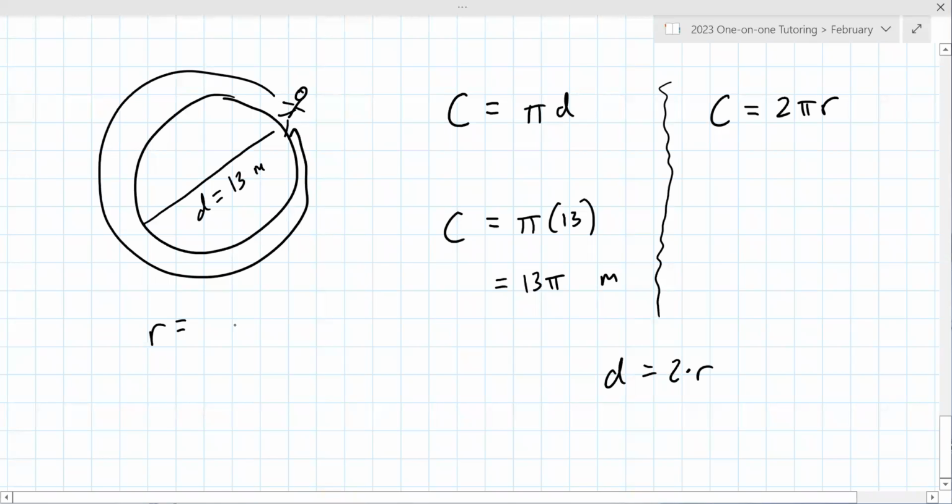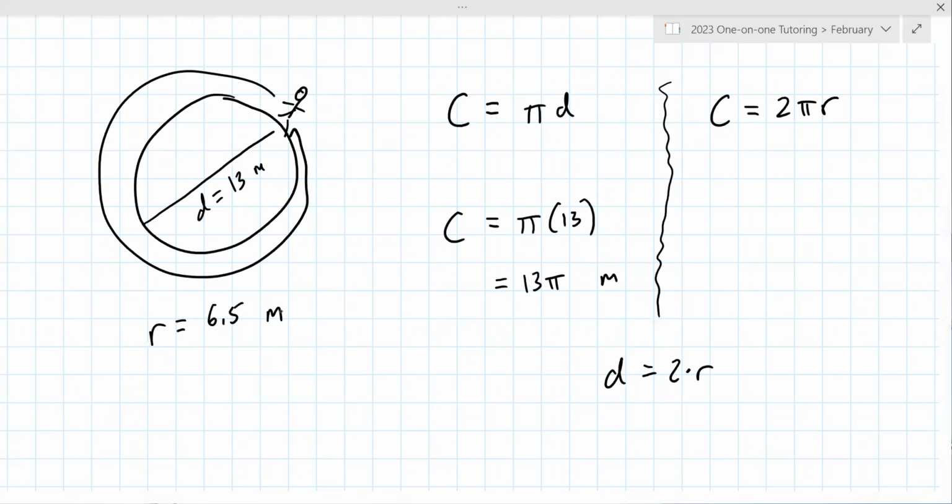Now, what is the radius of this circle? 6.5. What are the units? Meters. Yes, that's correct. Now, what's really interesting is most of your math problems never have units, but all of a sudden with circles, you have units all over the place. And you're doing great.